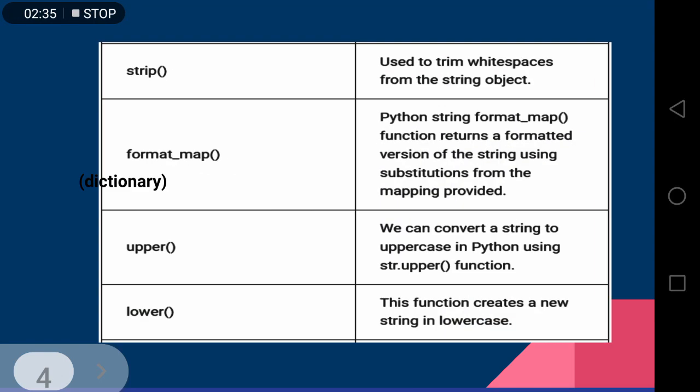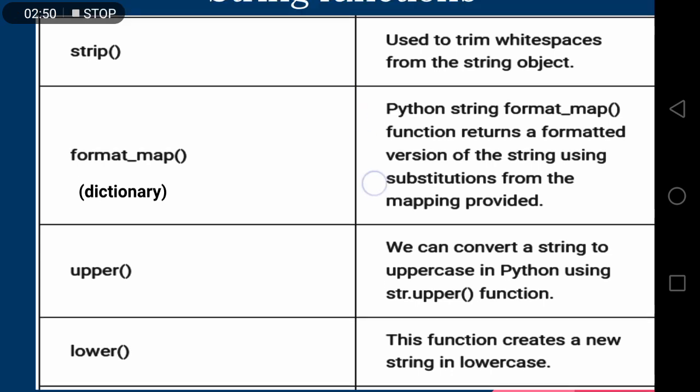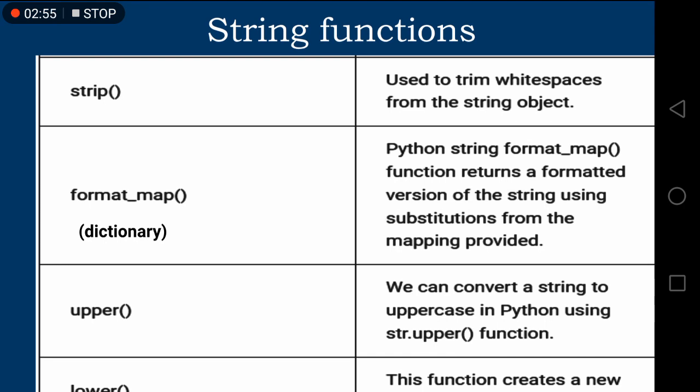And the functions continue like this. You have the format map. This is the same as the format function, but it is used on dictionaries alone. So it is used to format the strings in the case of dictionaries. Next is the strip function. As the name implies, it strips out. It removes the white spaces from the string object. It can remove left or right spaces if it is used as lstrip or rstrip.